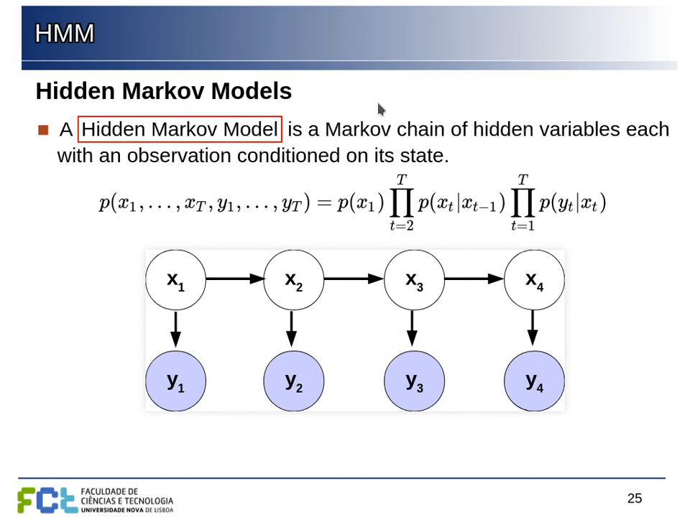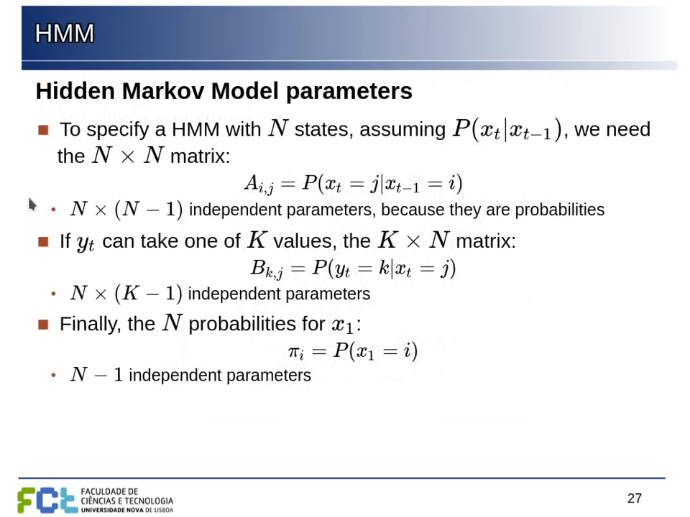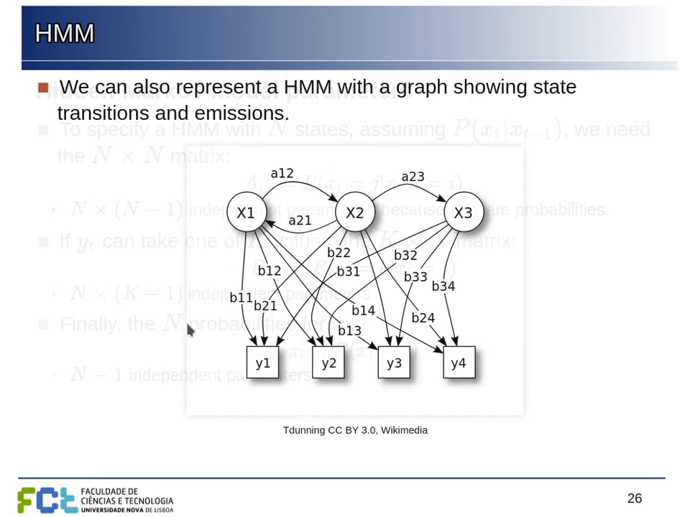So if we have n states, we need an n by n matrix to specify all of these probabilities. Note that this is not really n by n independent values, because since these are probabilities, the rows must add up to 1. So some values here are dependent on the others, but we need this matrix to specify the probabilities of transitioning from one state to the next. And then we also need this part here.